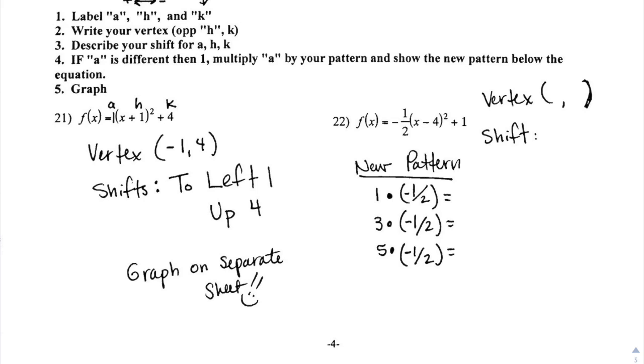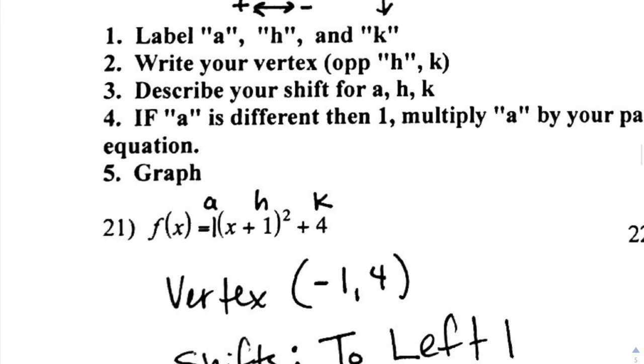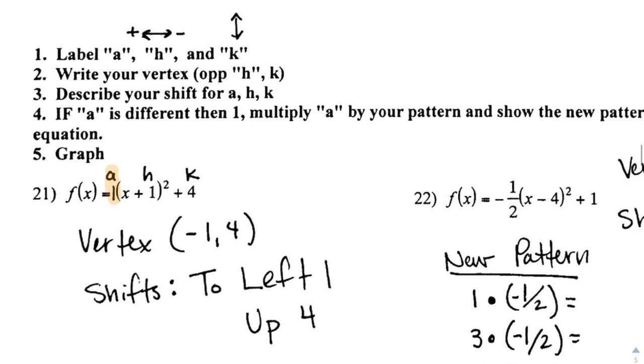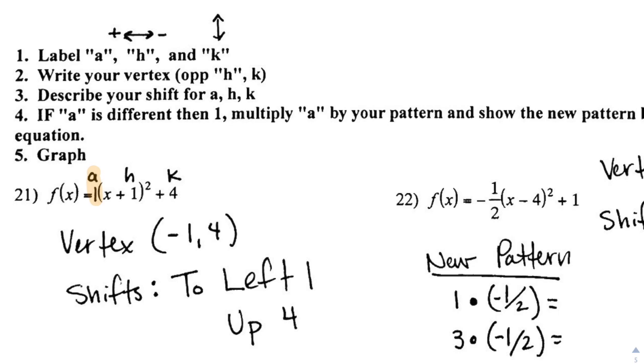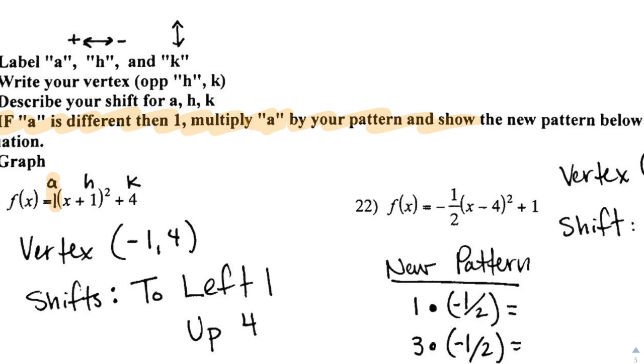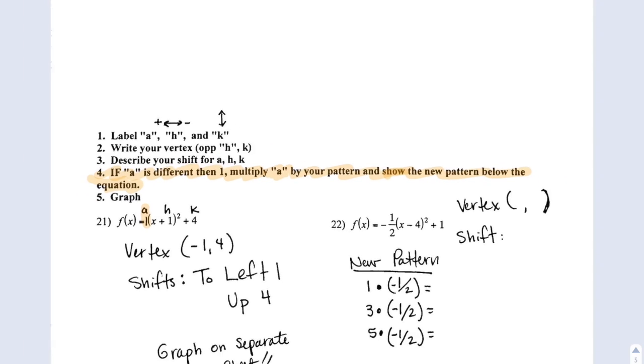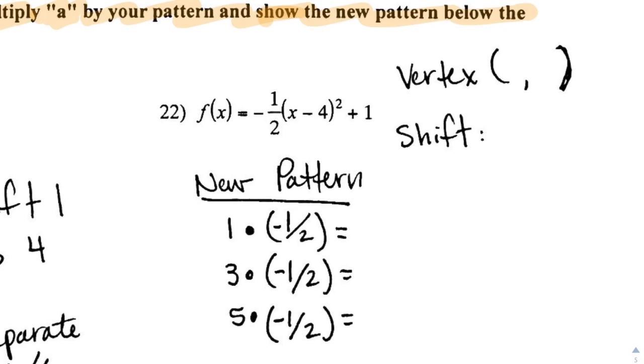All right, we're back. So number 21 really is just your basic graph in vertex form. Notice that the A value out front is just 1, so we use our typical pattern. But on this one, the directions say for number 4, if the A value is different than 1, multiply A by your pattern and show your new pattern below the equation, and then graph it. So let's look at number 22.